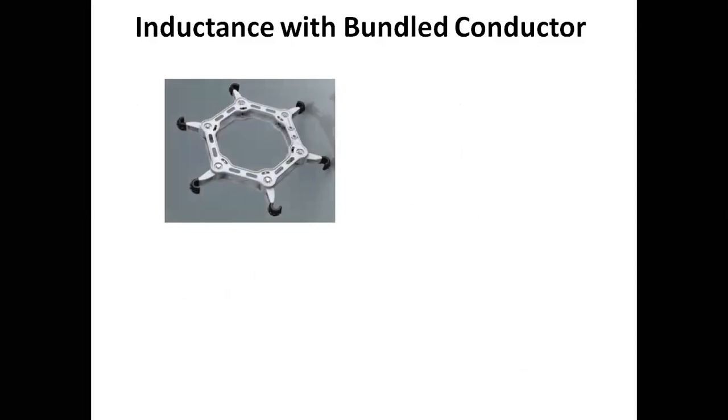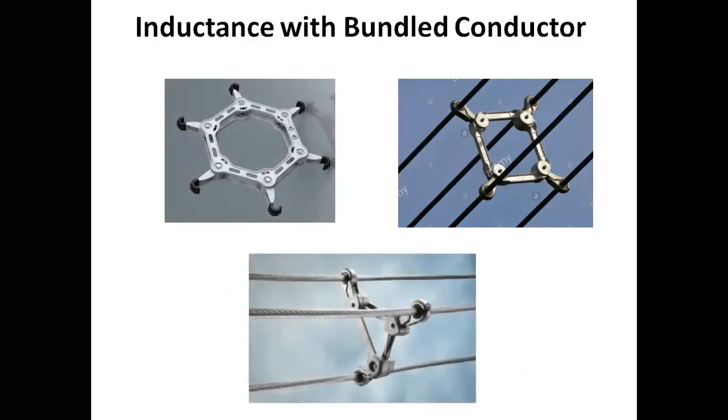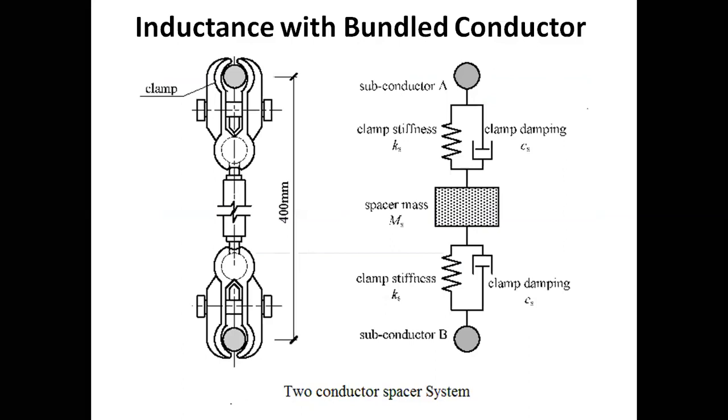This is another diagram. Here we have six conductors in the bundle, and this is the construction of the spacer damper for six conductors. Now this is another practical view. Four conductors in the bundle separated by this spacer damper, and this is three conductors in the bundle separated by a spacer damper. So these are different pictures of bundle conductors along with spacer dampers.